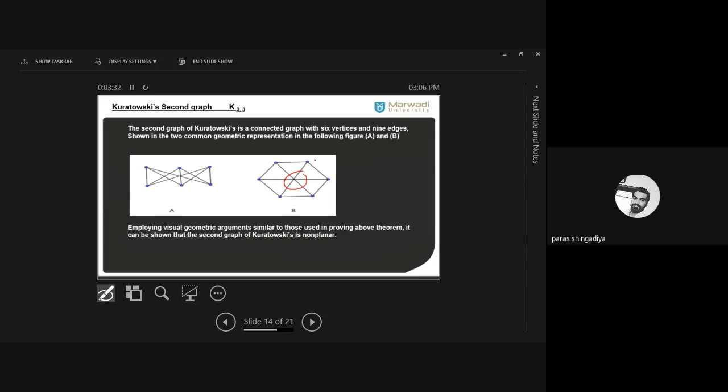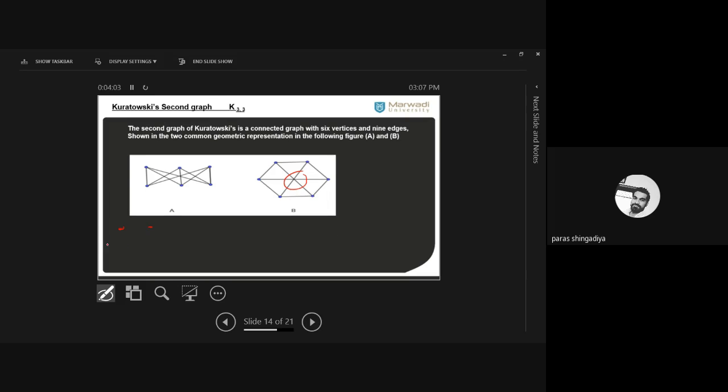Which argument did we use for K5? We first consider 6 vertices named V1, V2, V3, V4, V5, V6. Then after connecting these 6 vertices, you will get a first graph which involves a cycle: V1 to V2, V2 to V3, up to V5 to V6, and V6 to V1. Proof is not given there, but that is very easy to prove. You will get this first graph.